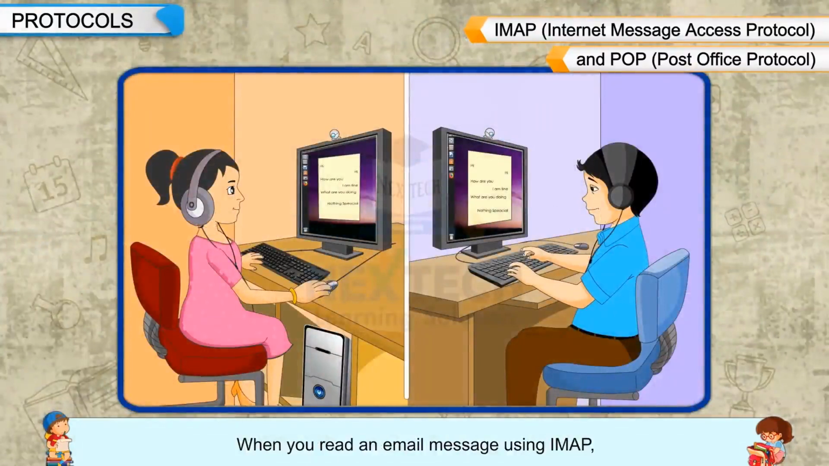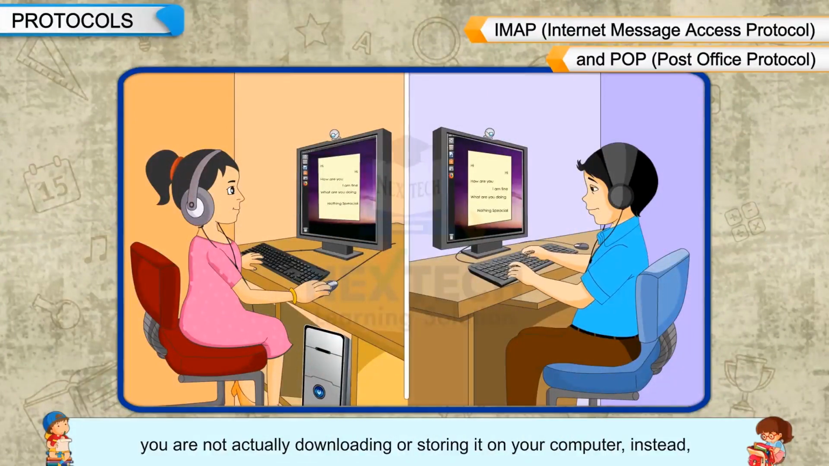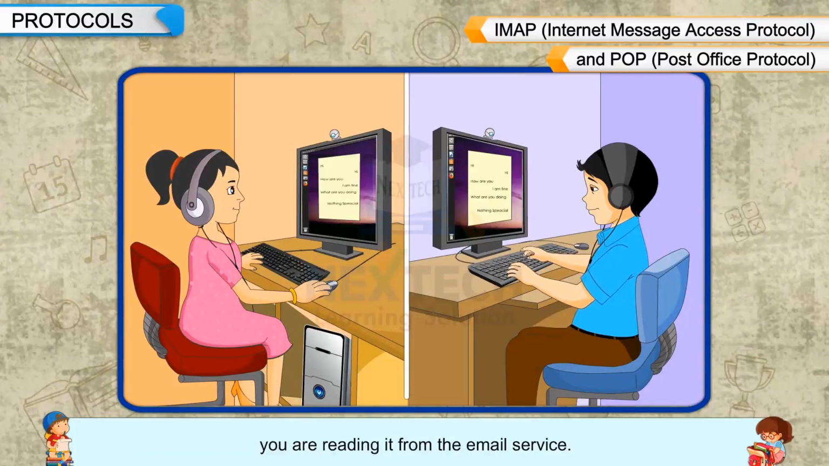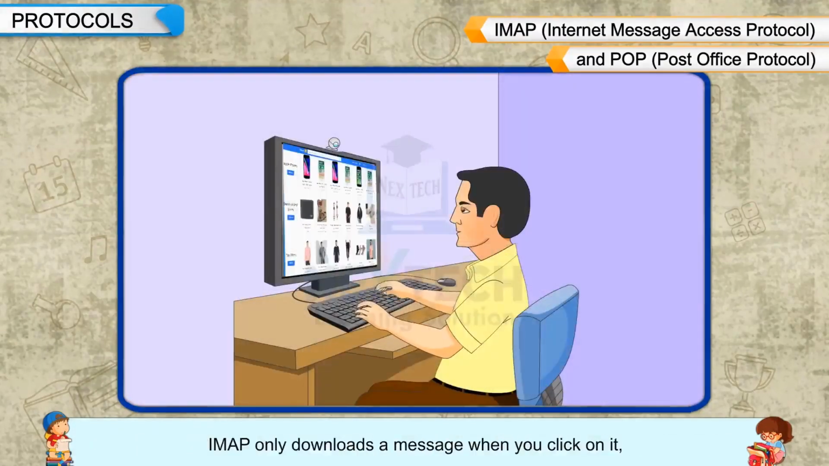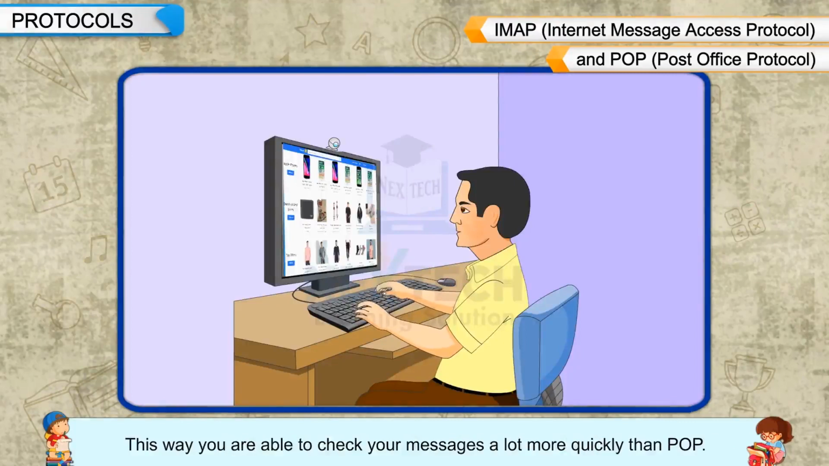When you read an email message using IMAP, you are not actually downloading or storing it on your computer. Instead, you are reading it from the email service. As a result, you can check your email from different devices anywhere in the world. IMAP only downloads a message when you click on it, and attachments are not automatically downloaded. This way, you are able to check your messages a lot more quickly than POP.